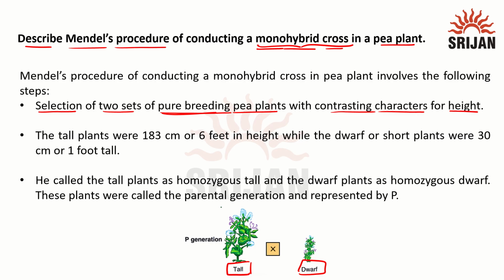So tall plants were 183 centimeters or 6 feet in height, while dwarf or short plants were 30 centimeters or 1 foot tall. He called the tall plants homozygous tall, having capital T alleles, whereas dwarf plants homozygous dwarf, having small letter t or lowercase t. These plants were called the parental generation, represented by P.